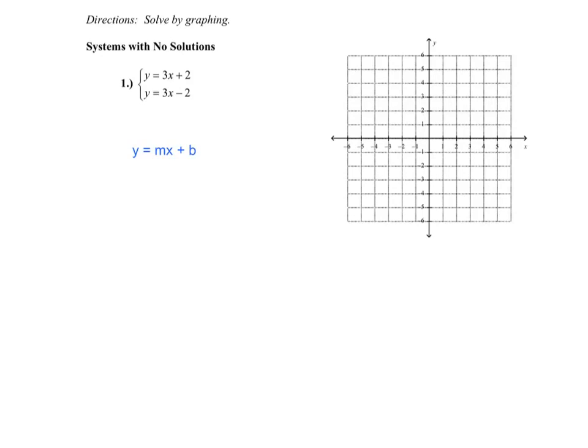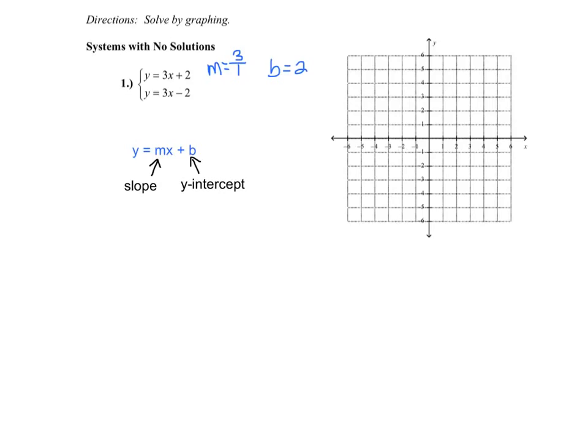We have to identify our slope and y-intercept using slope-intercept form. As you recall, our m is our slope, and our b is our y-intercept. We are going to graph each equation separately. Let's look at our first equation, y equals 3x plus 2. Our slope m is equal to 3, and whenever you have a whole number, you want to put it over 1. Our b is 2, so b equals 2.